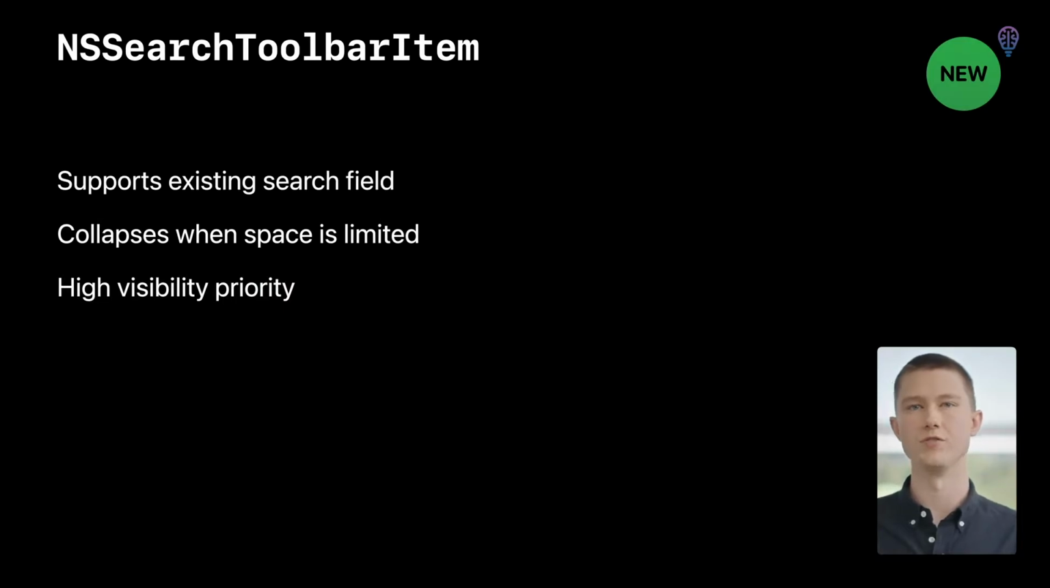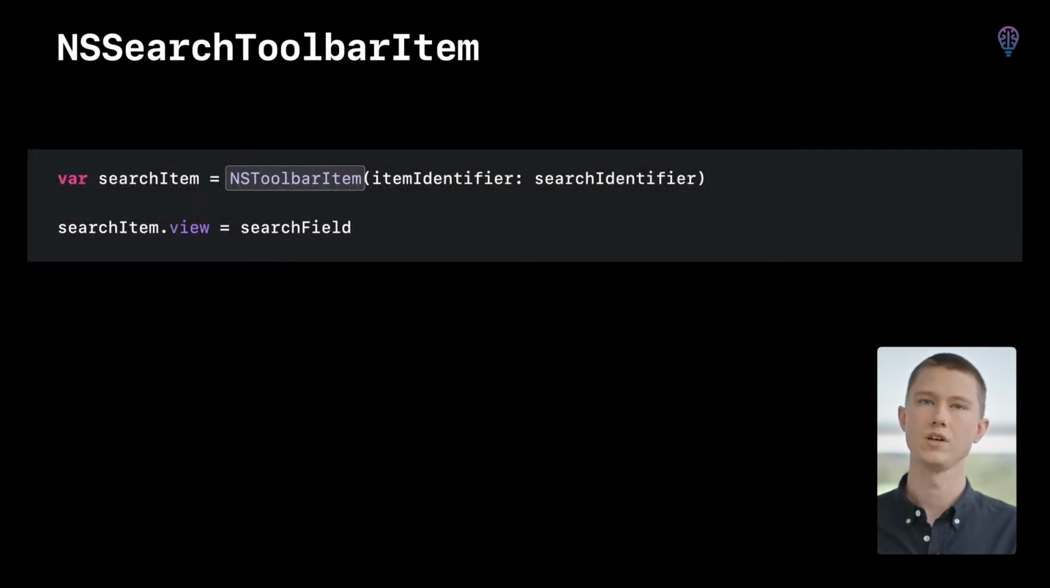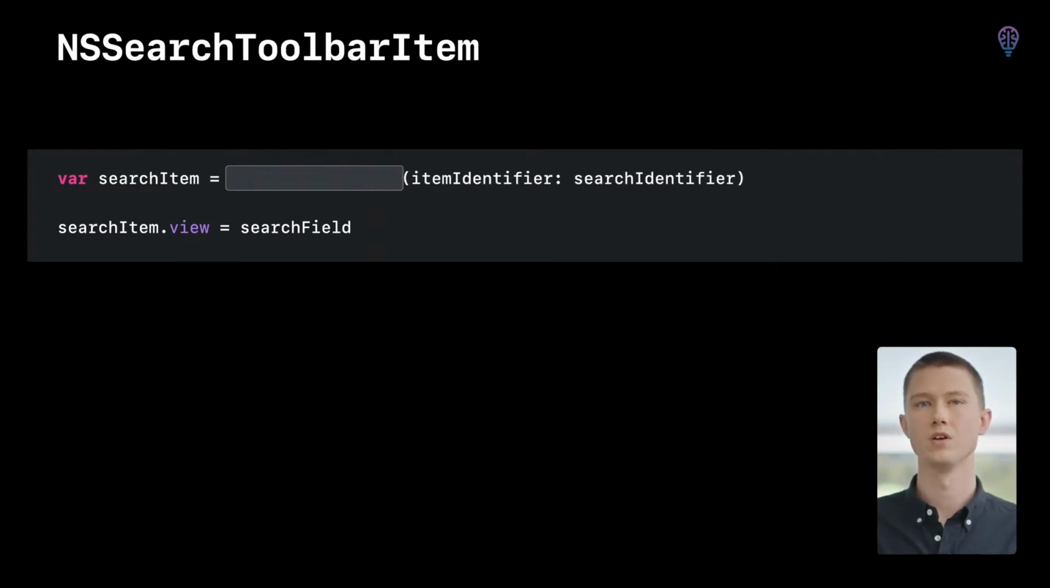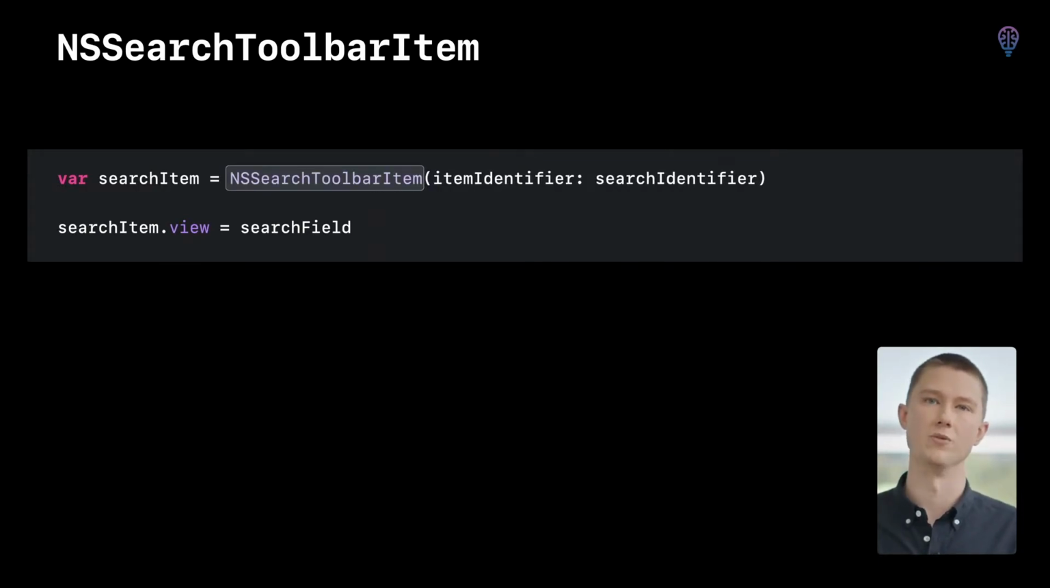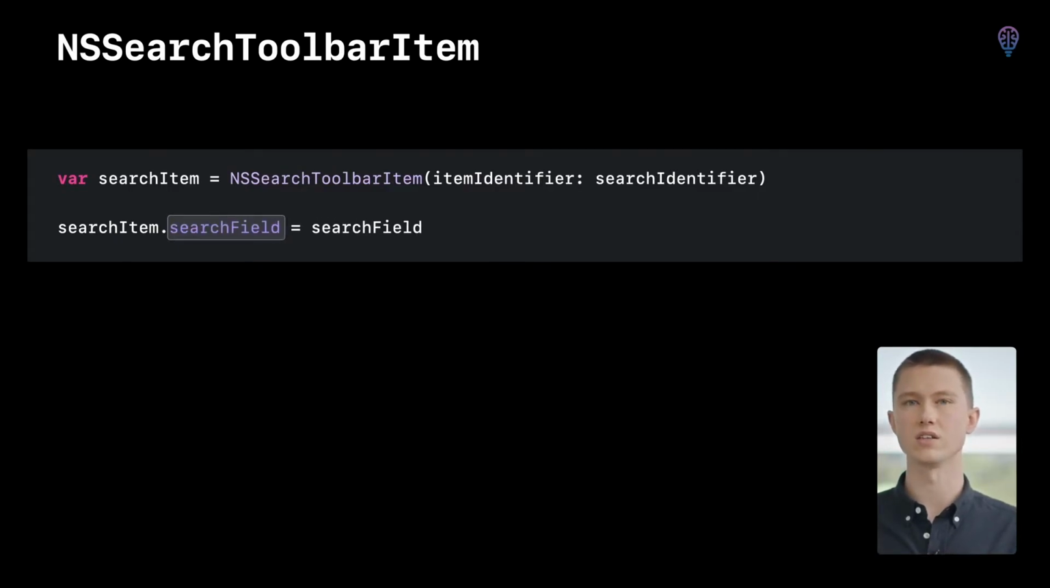Now, to accomplish this behavior, a new item has been added called the NSSearchToolbarItem. This item has been designed to make adoption as easy as possible, allowing you to keep your existing search field. Here's some existing code you may have in your app. Adoption of the new search item can be done in as little as 2 steps. First, change the class of the item to be an NSSearchToolbarItem. Next, rather than setting the item's view property, instead set the item's searchField property. And with those 2 small changes, you have a brand new search experience.